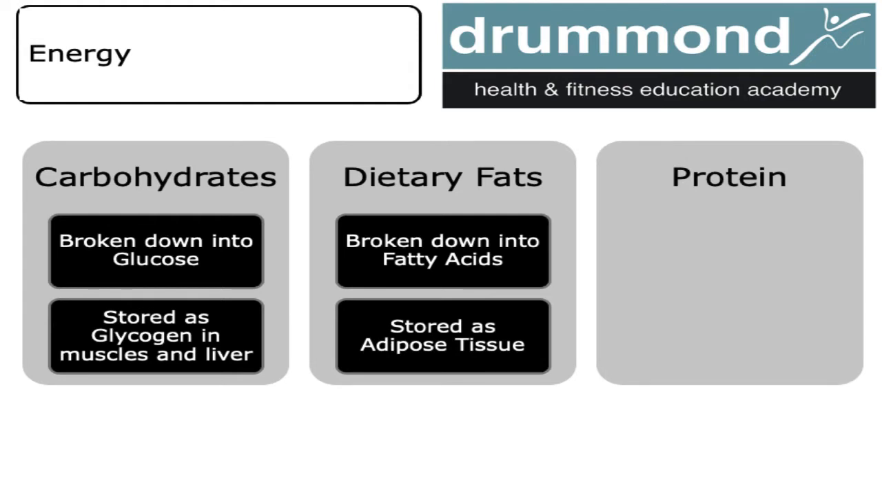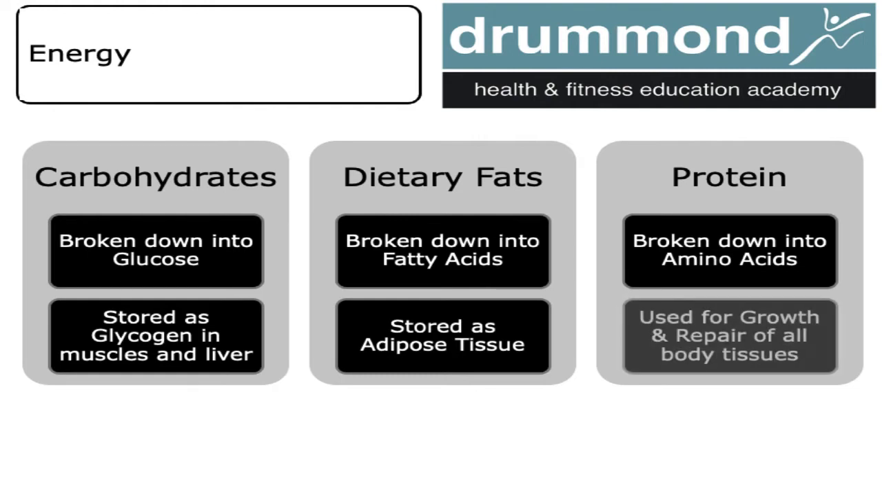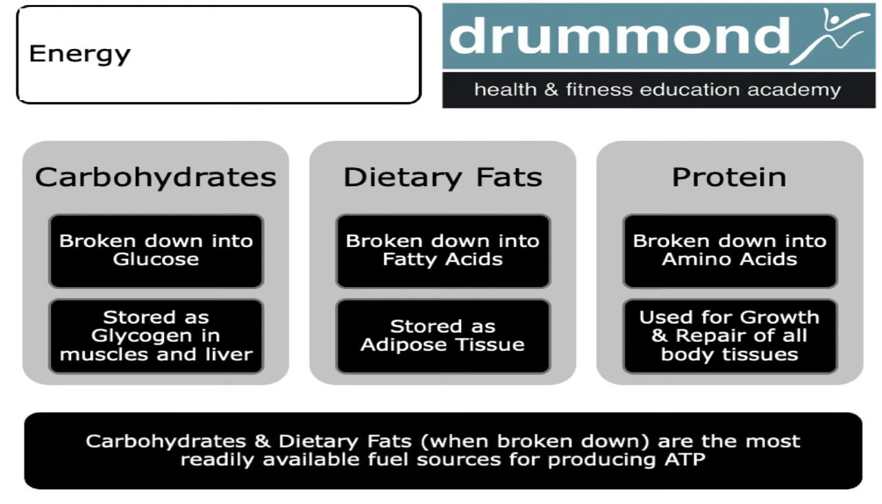And the final macronutrient is protein. Protein is broken down into what is known as amino acids, and amino acids are often referred to as the building blocks of the body. Amino acids are used for growth and repair of all bodily tissues. Sometimes people just assume that protein and amino acids is only for building muscle. However, every single body tissue type needs protein to support growth and repair. This includes teeth, hair, skin, cells, organs, all of which require amino acids. Carbohydrates and dietary fats, when broken down, are the most readily available fuel sources for producing ATP.